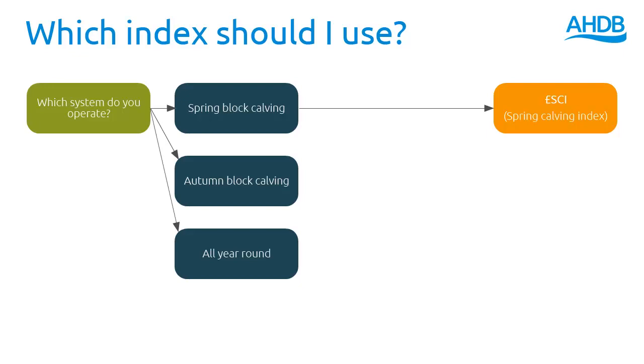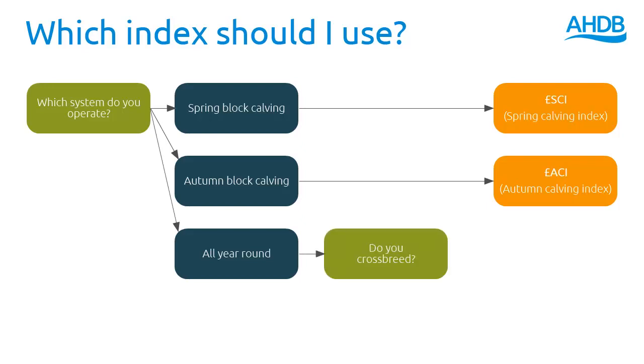If your herd is autumn block calving, use the ACI. Again, like the SCI, this profit ranking is published on a crossbreed basis, and bulls can therefore easily be chosen from a range of breeds for those looking to crossbreed their cows. Finally, if you are operating an all-year-round calving system, there is one further consideration to make, and that is whether you are crossbreeding or not.